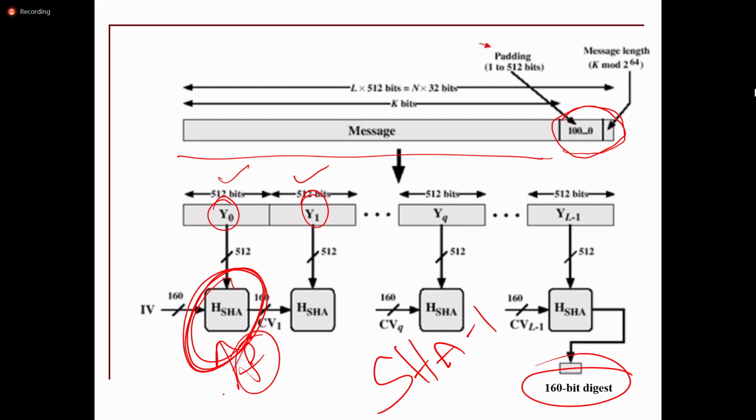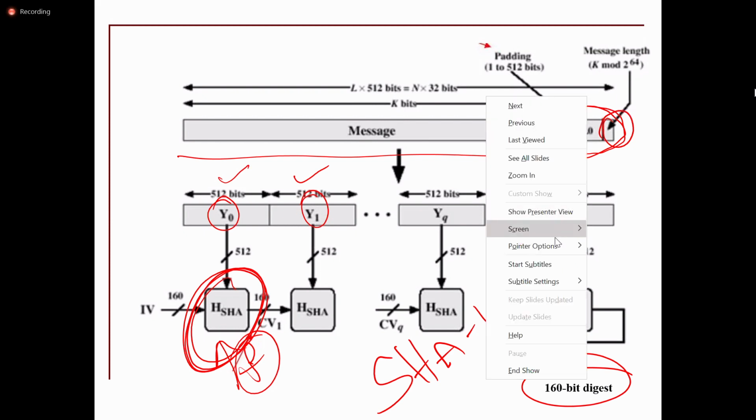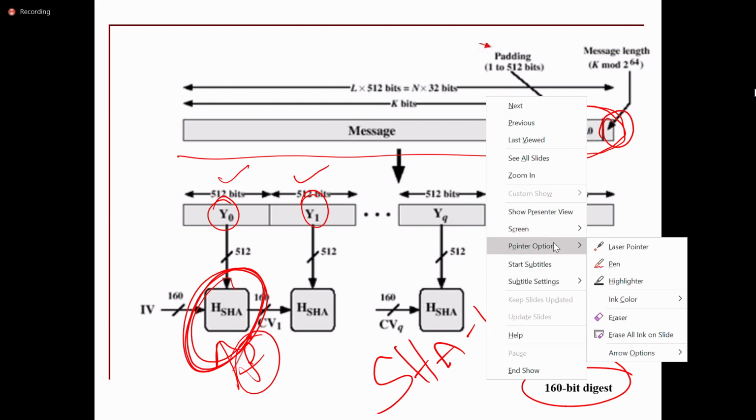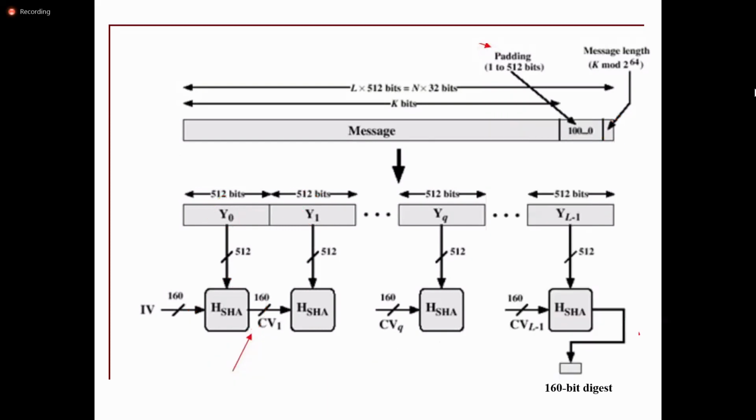So this entire thing will be done in 5 steps. First, it is going to add the length of the message. It is going to add the length because the message length will be of arbitrary size. So whatever the length is, that length will be added over here. And every block should be of 512 bits, so that is why it is going to add some bits.